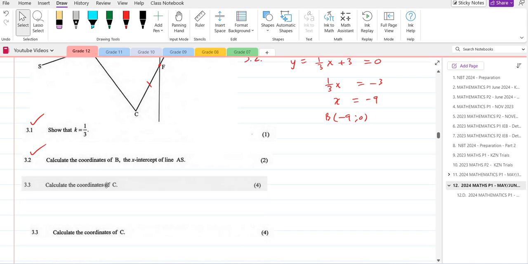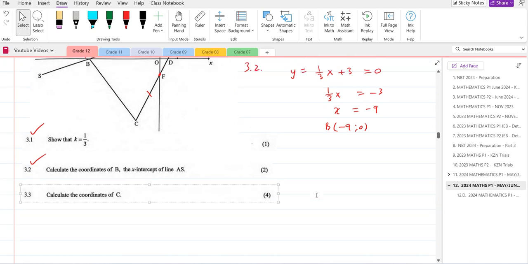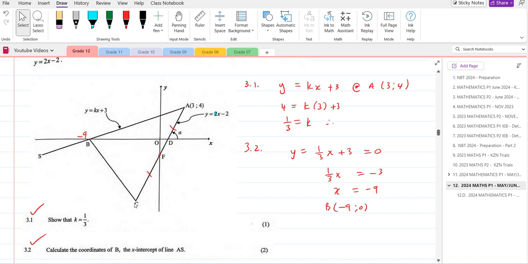Calculate the coordinates of C. How are we going to find the coordinates of C? Remember, that's the endpoint, because they told us that F is a midpoint. Since F is a midpoint, it is also the y-intercept. So we already have the midpoint, which is 0 and -2. Where did we get the -2 from? From the y-intercept of this line. F is the y-intercept.